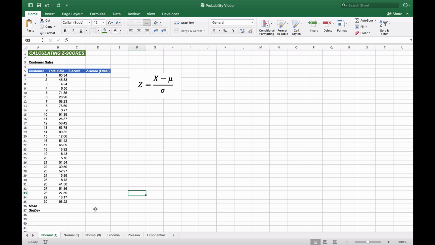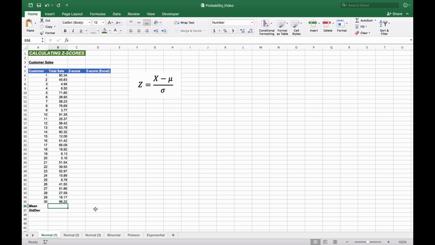Now we're going to take a look at calculating z-scores. Here we have a table of customer sales, given the total number of customers being 30, and we have the individual sales for each of the customers. What we're going to do is calculate a z-score so that we can standardize these scores to determine how far from the mean they are in terms of numbers of standard deviation, as you'd seen in the previous video.